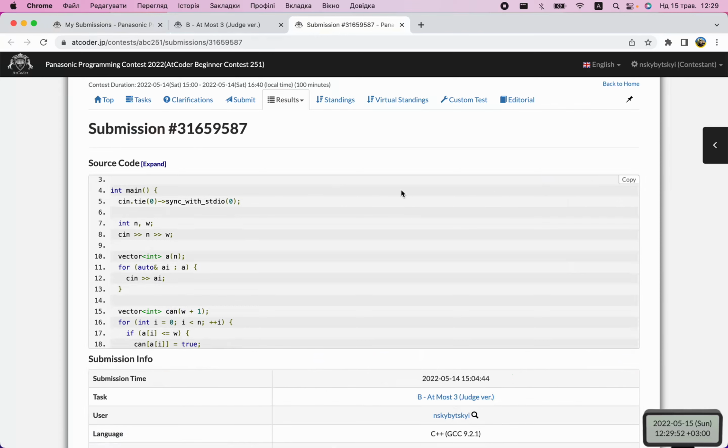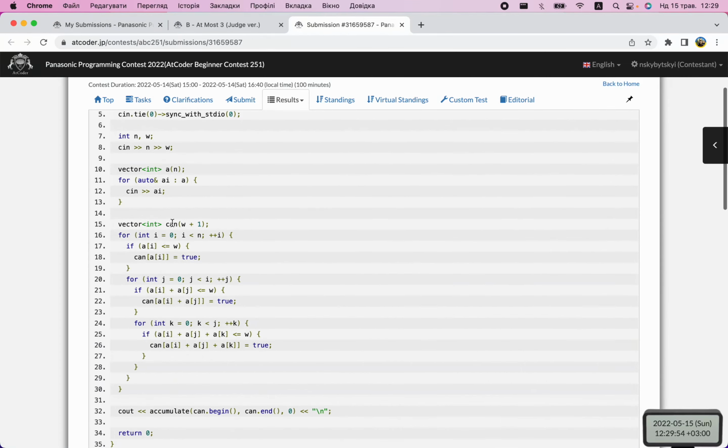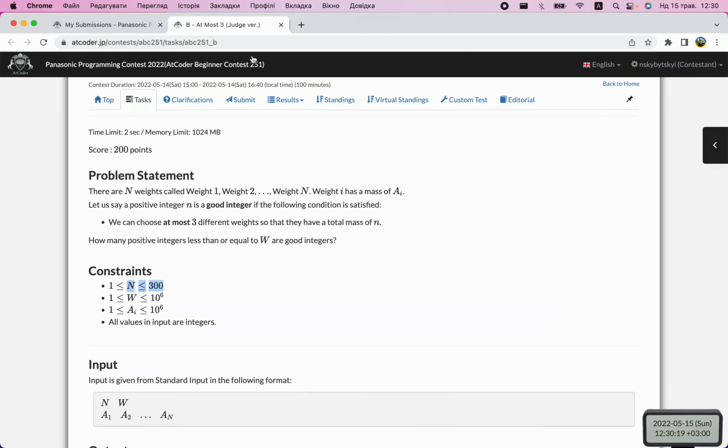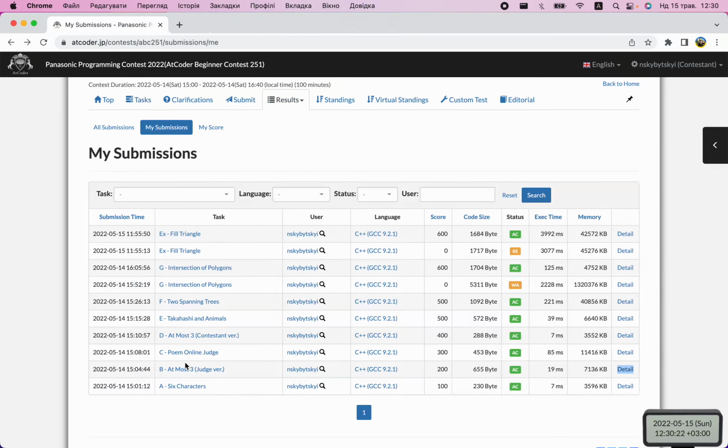So first of all, for each weight from 1 to w, we record whether it's possible or not to get this weight. Then we account for all individual weights, for all pairs, for all triples. The only tricky thing is that you cannot reuse the same weight twice. And then we count the number of non-zero or zero elements, depending on what you want. So that was my solution.